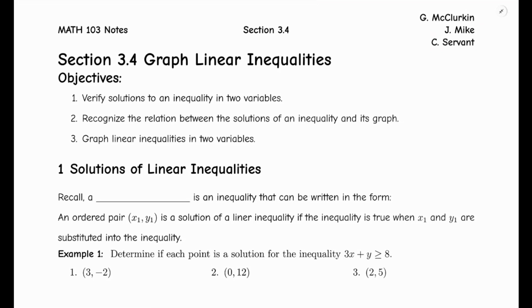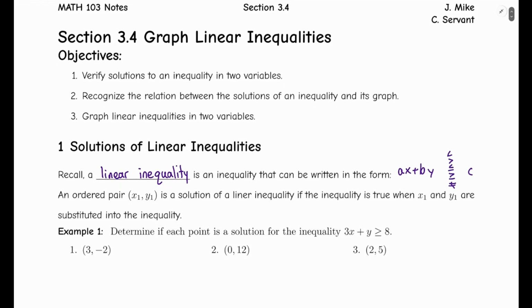Recall, a linear inequality is an inequality that can be written in the form ax plus by is less than, greater than, less than or equal to, greater than or equal to, or not equal to a number c. An ordered pair (x1, y1) is a solution of a linear inequality if the inequality is true when x1 and y1 are substituted into the inequality.